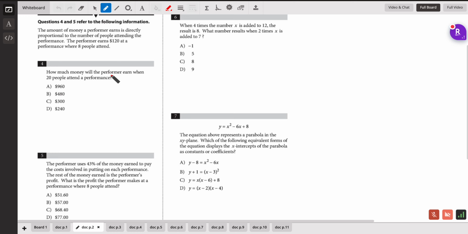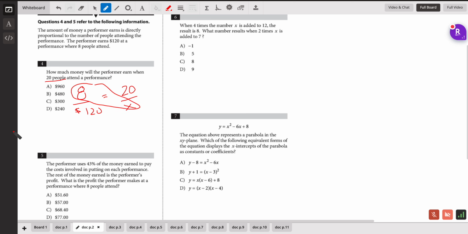Okay, let's go up here. The amount of money a performer earns is directly proportional to the number of people attending the performance. The performer earns $120 at a performance where 8 people attend. Okay, so if at 8 people they make $120, and we know that there's 20 people, we're trying to figure out how much they earn. So it's the exact same thing. Again, it's going to be another ratio problem.